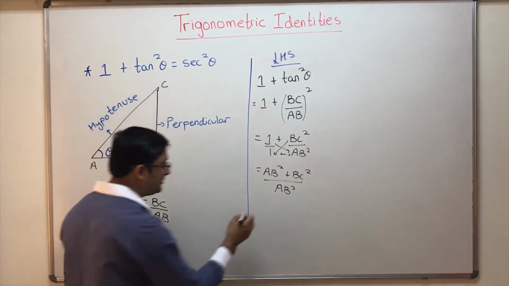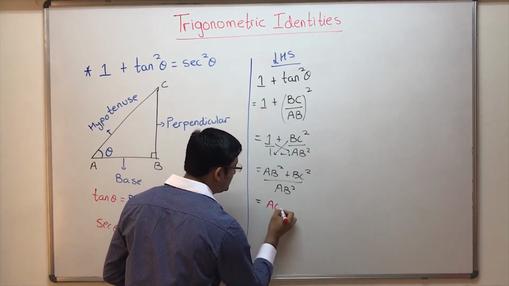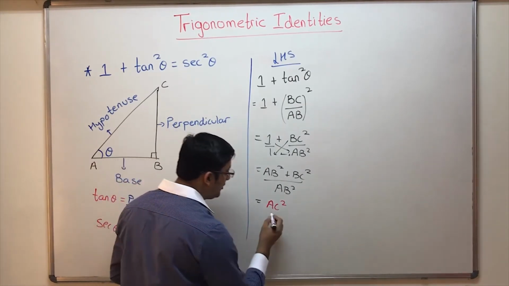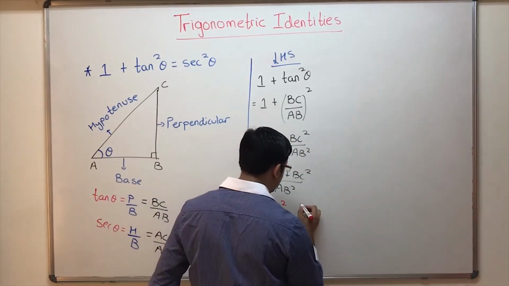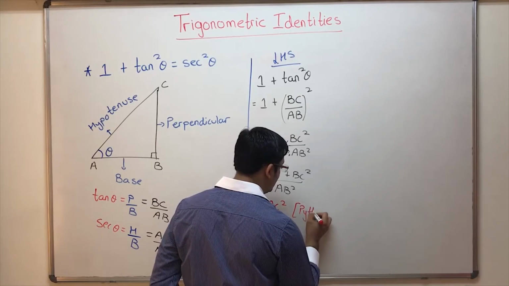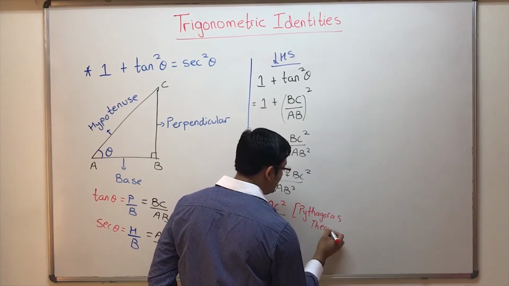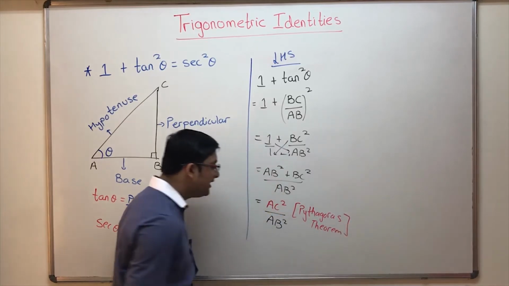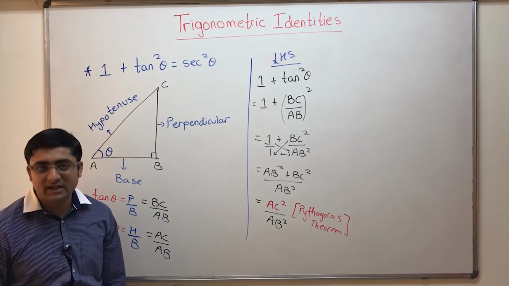Why? Pythagoras theorem. So AB square plus BC square is equal to AC square upon AB square. Why? You can mention in bracket Pythagoras theorem, like we saw in the previous identity. So the final value we're getting over here is AC square by AB square. This is the value of LHS, right?